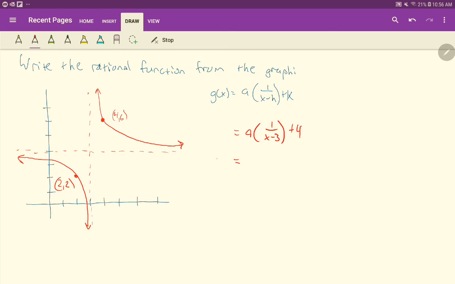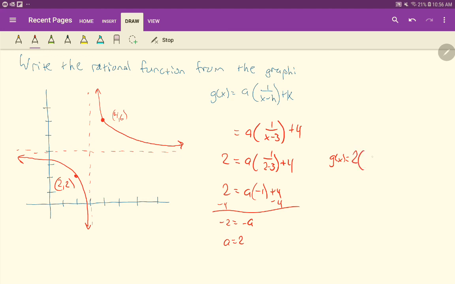So pick one of them. I'm going to use 2, 2. So I'll plug 2 in for the y, 2 in for the x. And then just simplify. So 2 minus 3 is -1, so we get -1 plus 4 there. But it's a times -1, so don't add the -1 and the 4. We have to just solve for a. So we'll subtract 4 on both sides, right? You get -2 equals -a, and so a is 2. And so the final answer would be g of x equals 2 times 1 over x minus 3 plus 4, like so. And there's our answer.